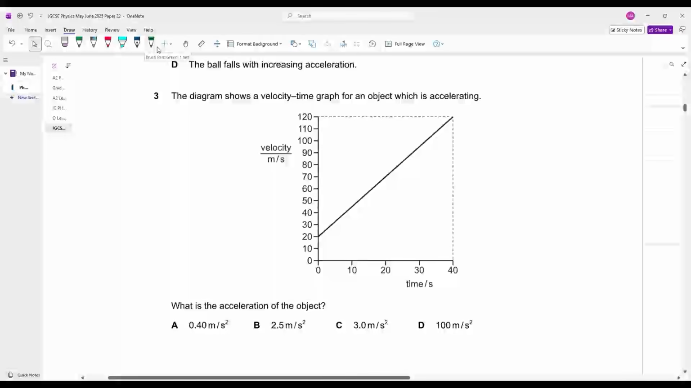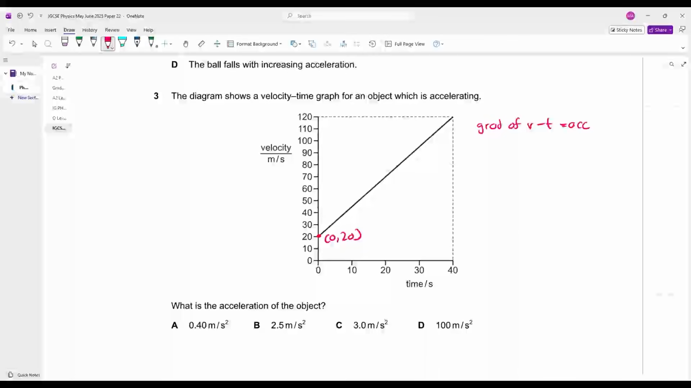The diagram shows a velocity time graph for an object which is accelerating. You have to calculate acceleration of the object. Always remember, gradient of velocity time graph बेटा क्या होता है? Acceleration. This is your first point, 0 comma y axis mein 20. This is your second point, that is 40 comma 120.